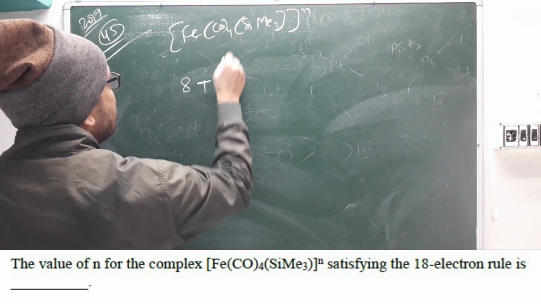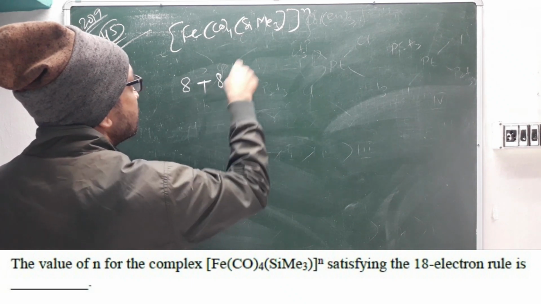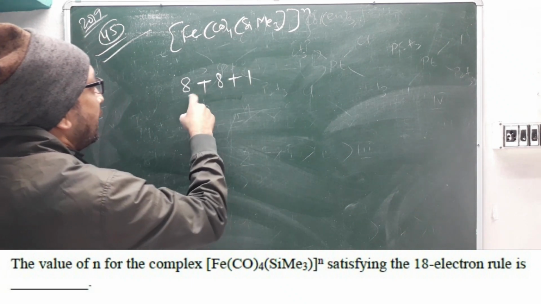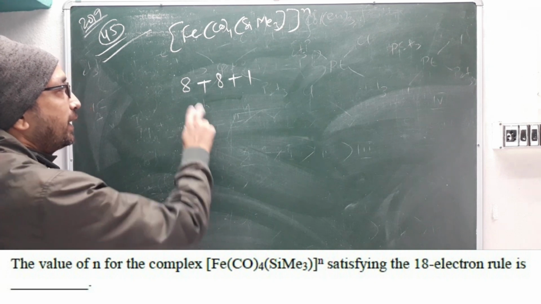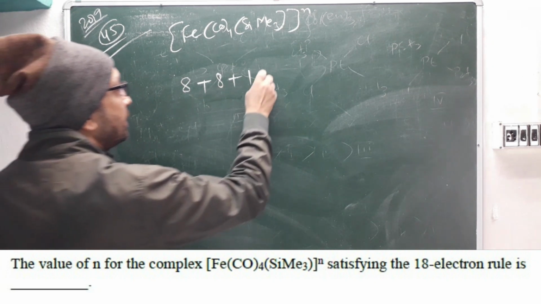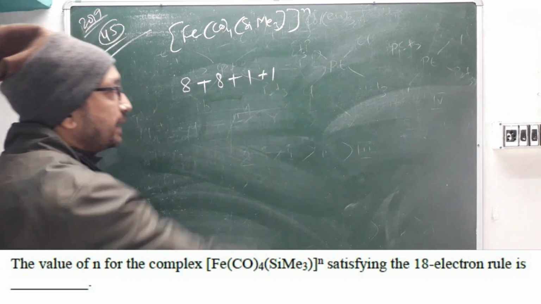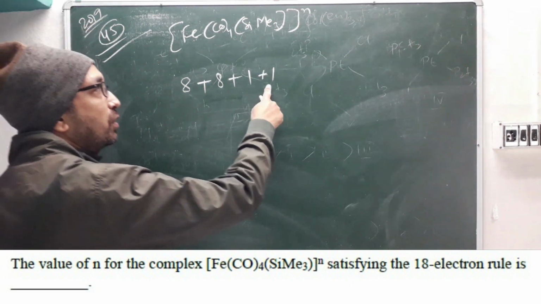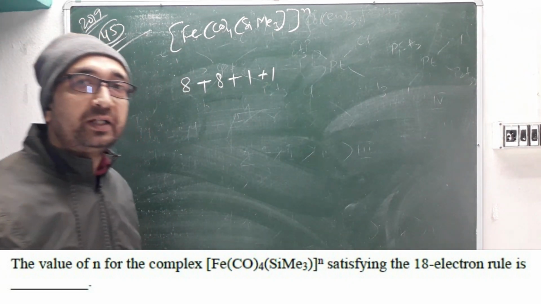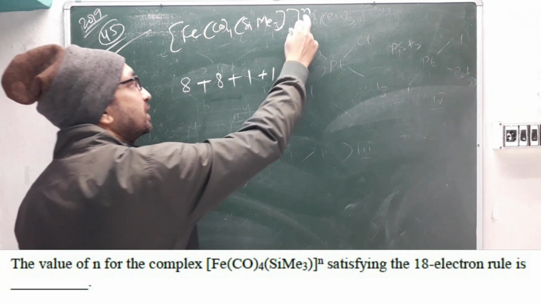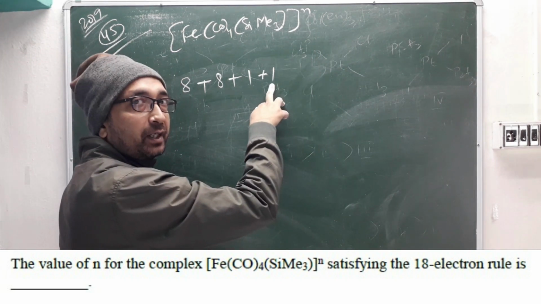Plus carbonyl, 2 into 4, it will also be 8. Here it will be 1. So 8, 16, 1, 17. So 1 electron we are adding here, right? So when we are adding 1 electron, when it is here, it will be minus, right? If it is plus here, then we are doing negative, correct?